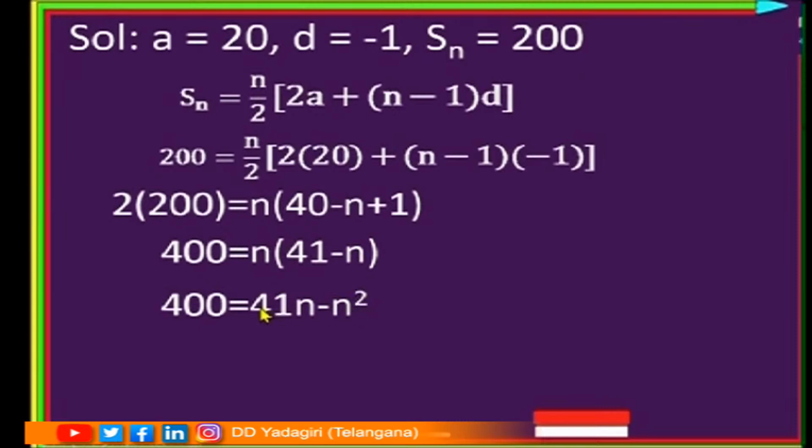Now rearrange the terms. Bring the right hand side terms to the left hand side, then we will get minus n square becomes plus n square, 41n becomes minus 41n, plus 400 is equal to 0. So here we have a quadratic equation. To solve that, we need the knowledge of the quadratic equations chapter. We got a quadratic equation, right? So now we have to factorize it, then we will get the value of n.